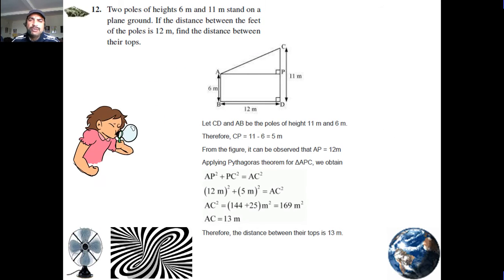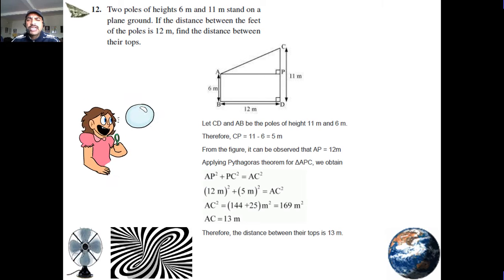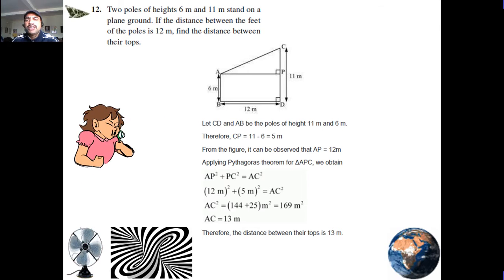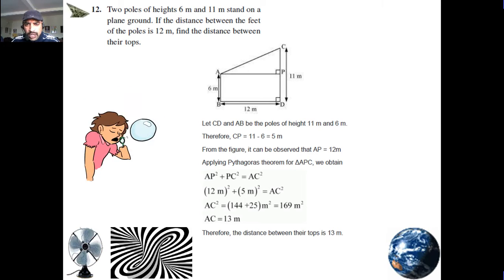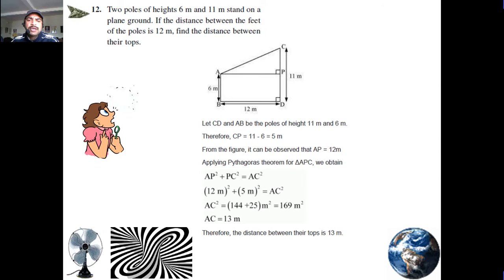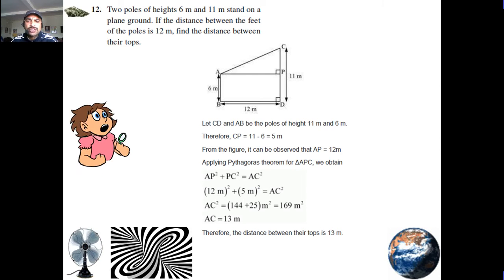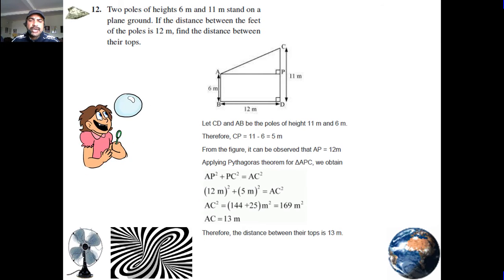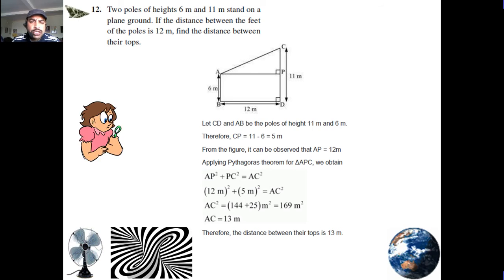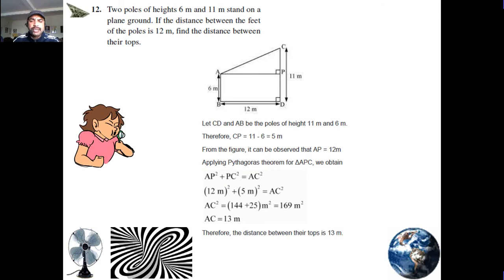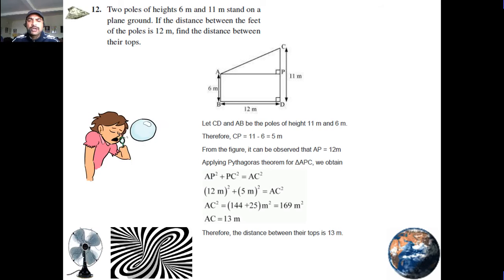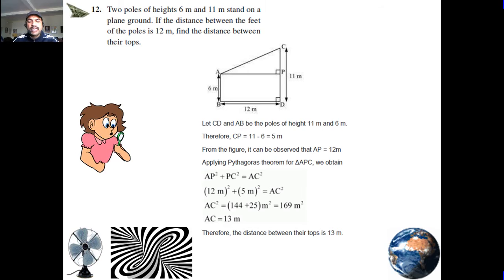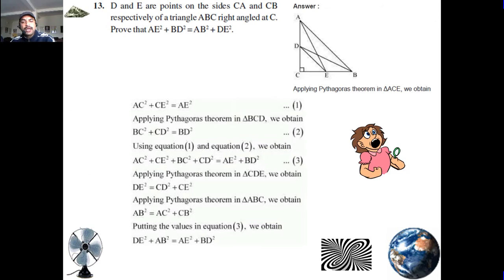Two poles of height 6 meter and 18 meter stand on plain ground. If the distance between the feet of the poles is 12 meter, find the distance between their tops. Here is the triangle. Let CD and AB be the poles of height 11 meter and 6 meter. Therefore, CP is equal to 11 minus 6 meter. From the figure, it can be observed that AP is equal to 12 meter. Applying Pythagoras theorem in triangle APC, we obtain AP square plus CP square is equal to AC square, and 12 meter square plus 5 meter square is AC square. AC is equal to 13 meter.